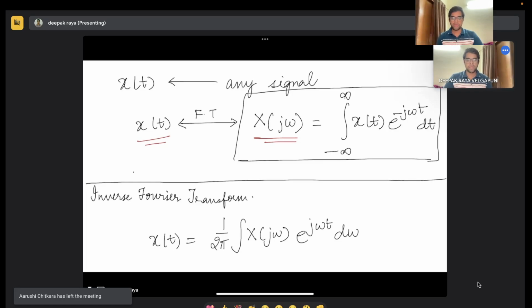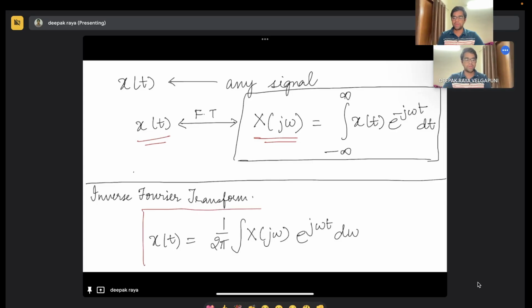Also, this is an invertible transform. It is reversible. Once you have an x of t, you convert it into its frequency domain by using this transform, and from the transform you can always derive the signal x of t. How do we do that? There is an expression for that here. We can derive this expression also, I will show in a bit.